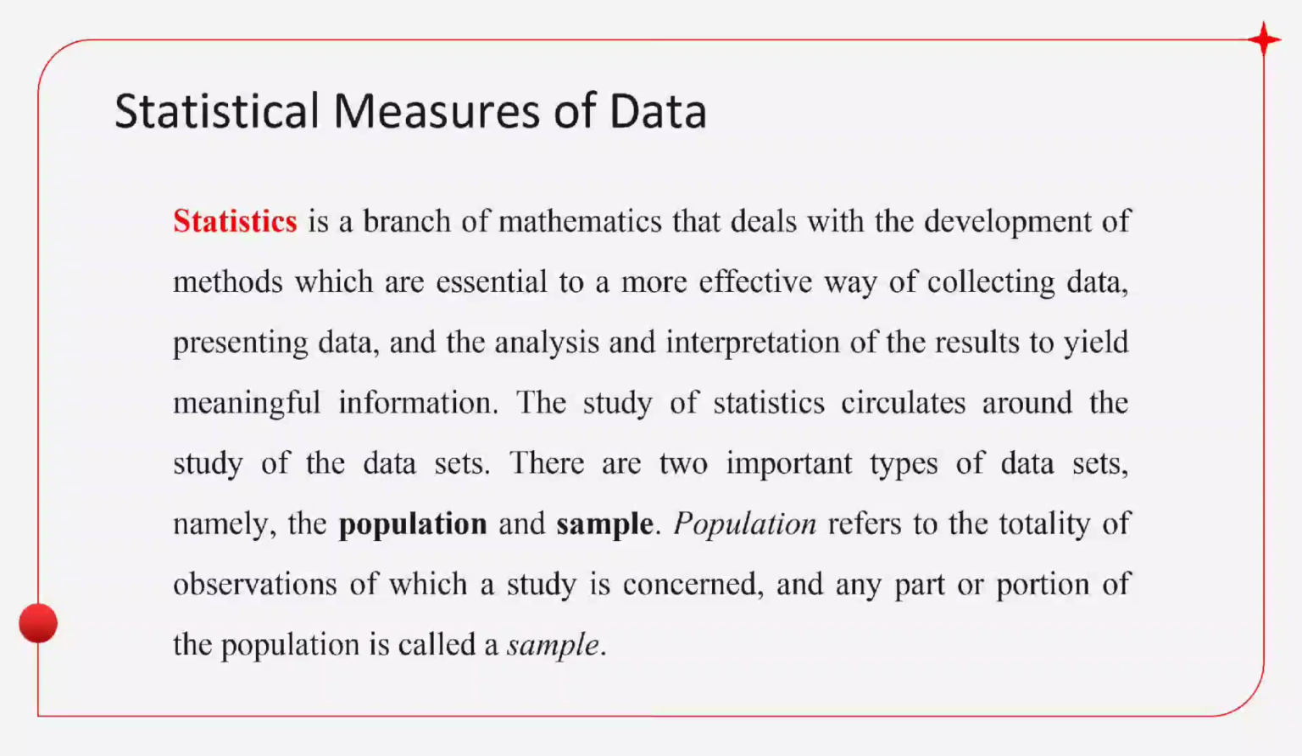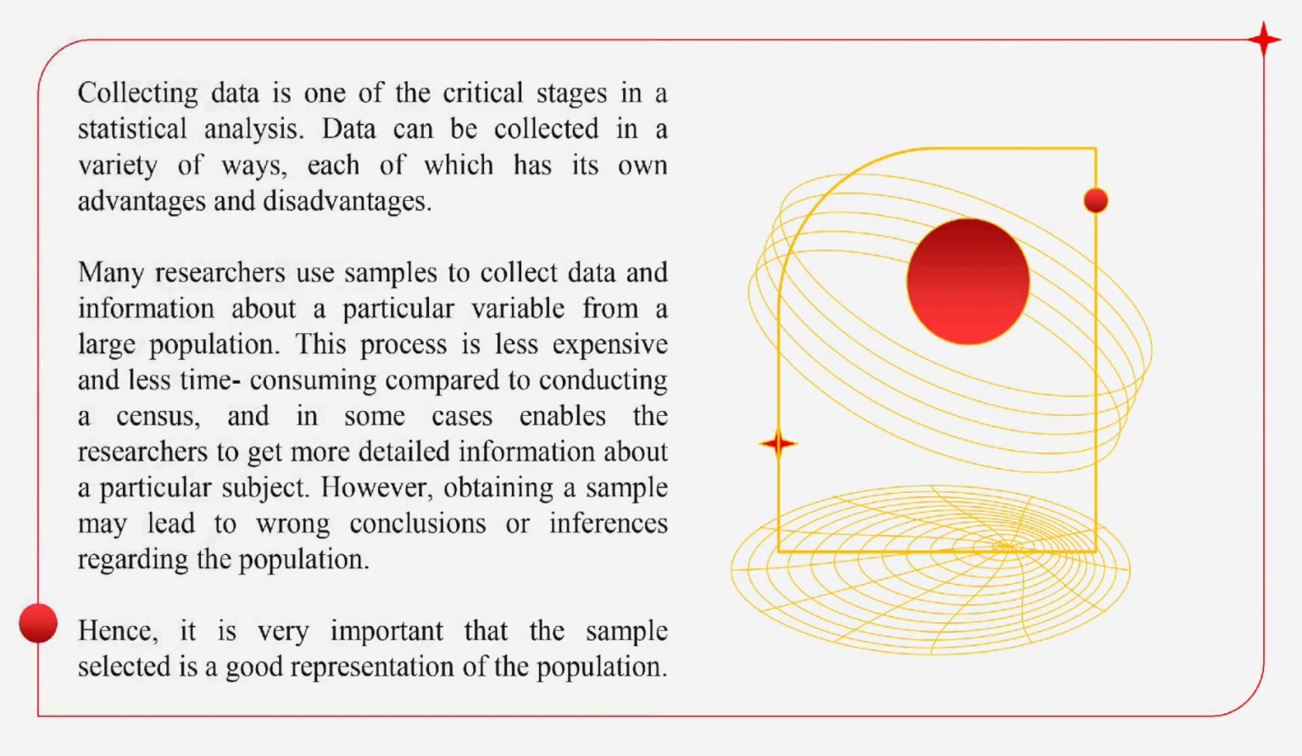Population refers to the totality of observations of which a study is concerned, and any part or portion of the population is called a sample. In simpler terms, population refers to the entire group being studied, while sample refers to a smaller subset of the population being studied. Here, let's talk about the importance of data collection in statistical analysis.